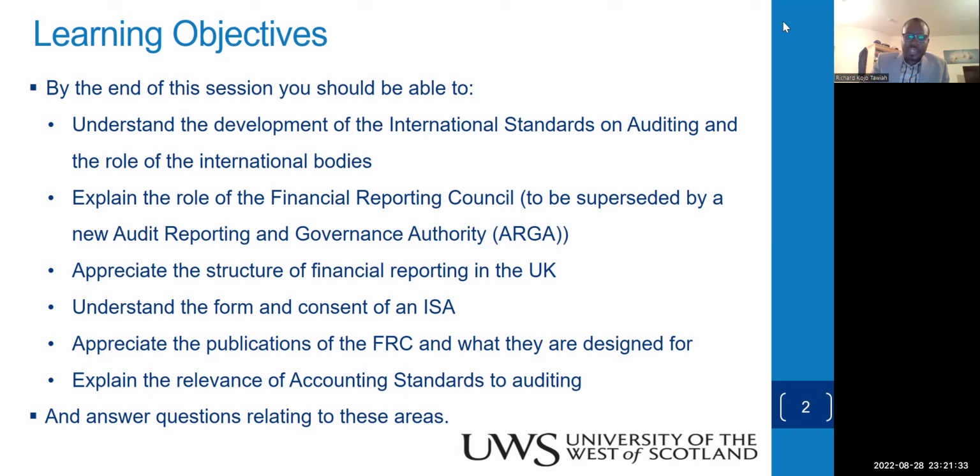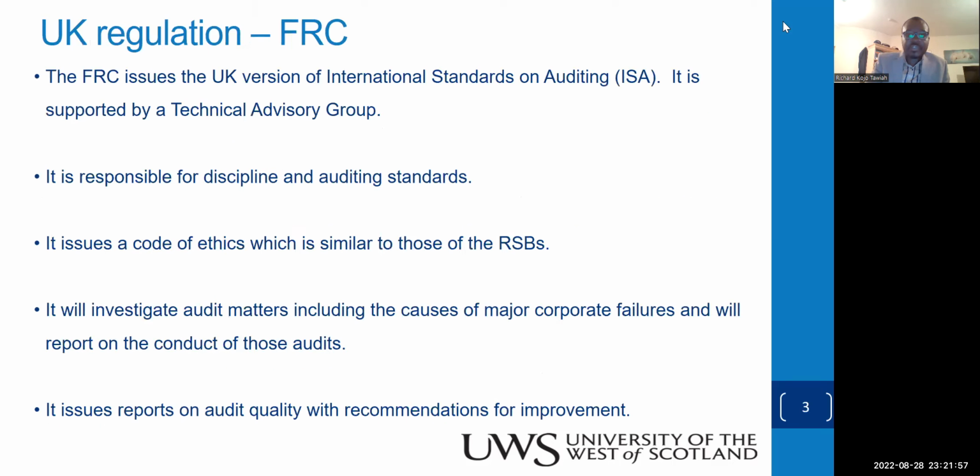So what is the structure of financial reporting in the UK? We'll look at how it flows down from the IFAC to the IAASB and then to the FRC. Then we'll also look at the content of an ISA, the form of it, other publications the FRC issues and what they are designed for, and the relevance of accounting standards to auditing. Any questions relating to this, we should be able to answer.